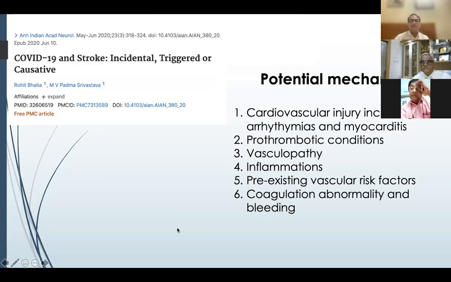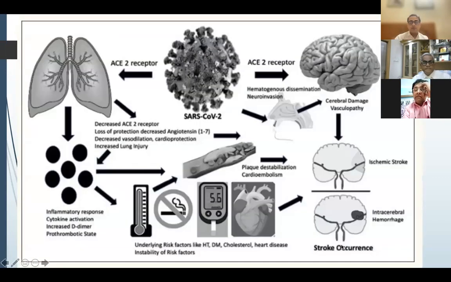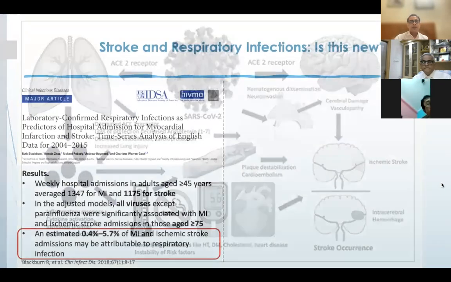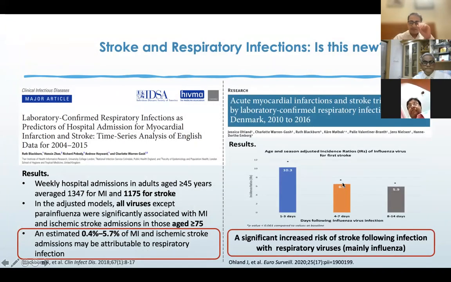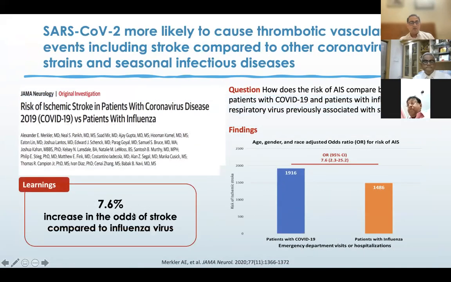There are different mechanisms of stroke, starting from cardiovascular injury, prothrombotic conditions, inflammation, and interestingly, pre-existing stroke risk factors, including plaques; different parts of the body can get activated, and they can cause stroke. These are the different mechanisms. And stroke can be initiated by different respiratory pathogens. We have seen that during the influenza pandemic, but COVID has a higher chance of causing stroke compared to other respiratory viruses, including influenza.